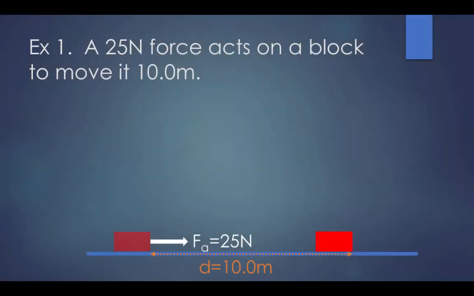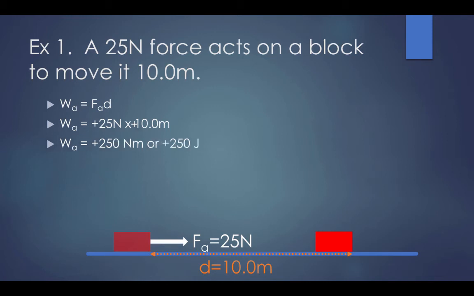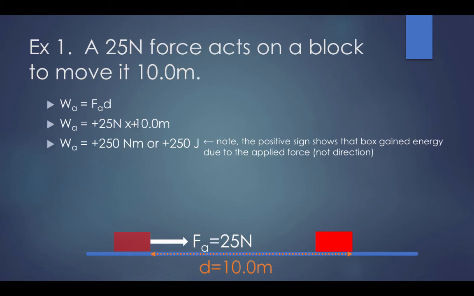So back to our first example, where we moved the block 10 meters in the direction of our 25 Newton force. Work done by the applied force is 25 times 10, which makes positive 250 joules. The positive sign means that the force applied did positive work on the box, meaning the box gained energy from the applied force. Positive work only happens when the applied force is in the same direction as displacement.